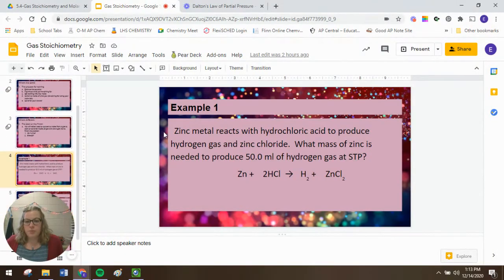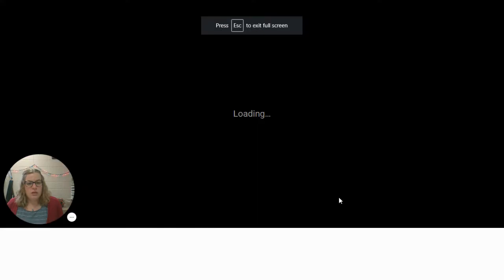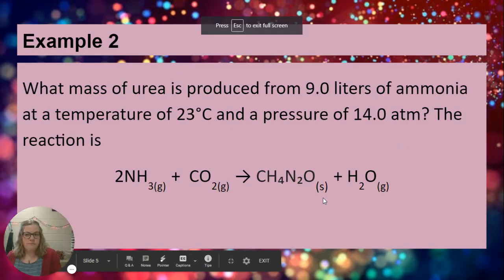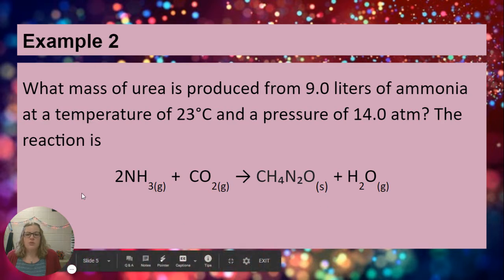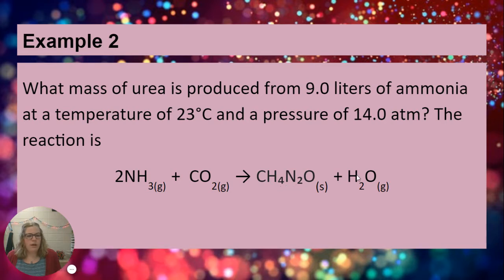All right, let's look at example 2, because we love good examples. Okay. This is going to escalate a little bit here. So example 2 says, what mass of urea is produced from 9 liters of ammonia at a temperature of 23 degrees Celsius and a pressure of 14 atms? And the reaction is 2NH3 + CO2 turns into CH4N2O + H2O.